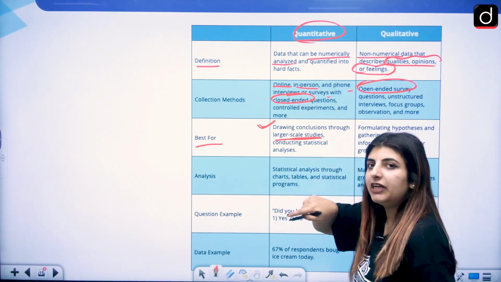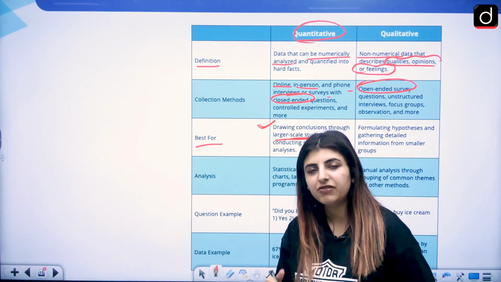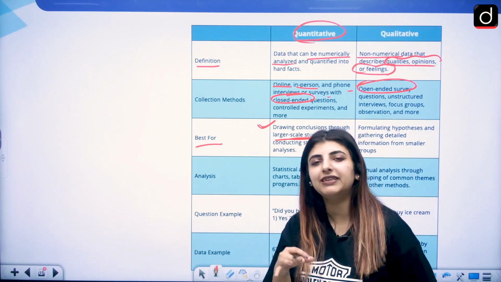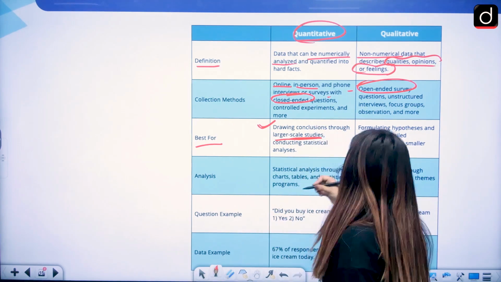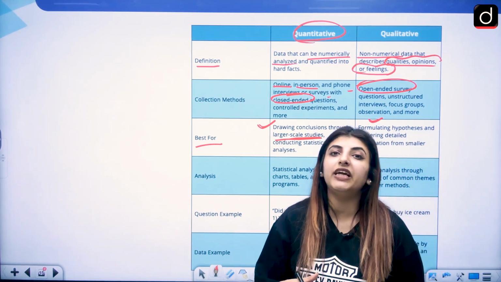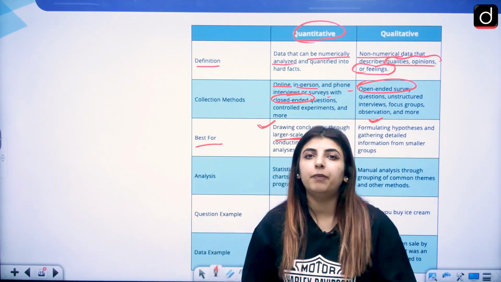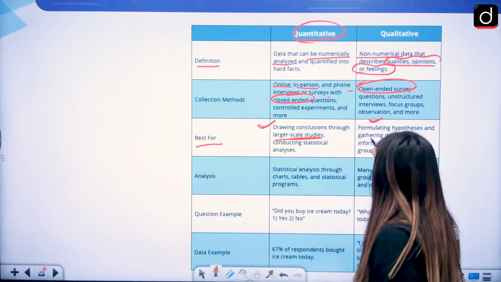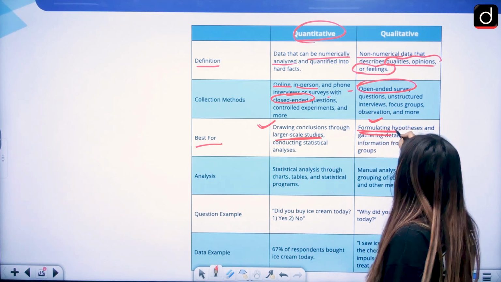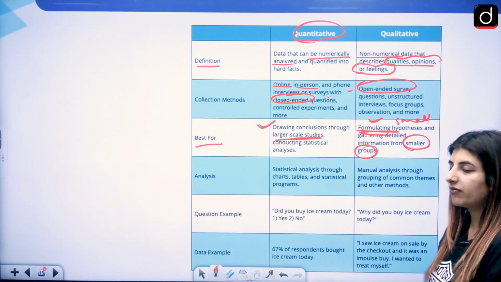Best for drawing conclusions through larger scale studies. And in quantitative only, we can conduct large scale studies, because most of the time stats and maths will be performed by some kind of software. But here, the computer will not be able to understand the feelings of the human, so you are supposed to understand, interpret the data manually. Hence, herein you will be having small population, smaller groups. Correct?